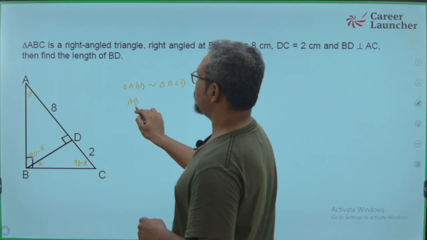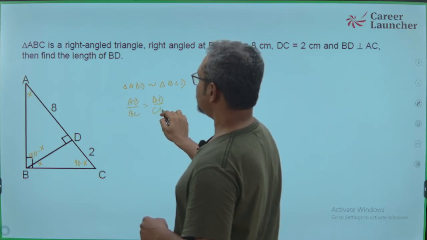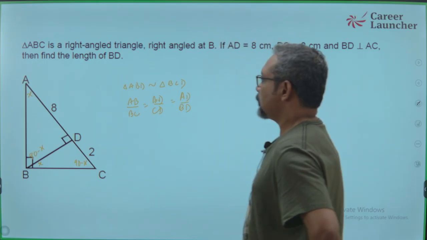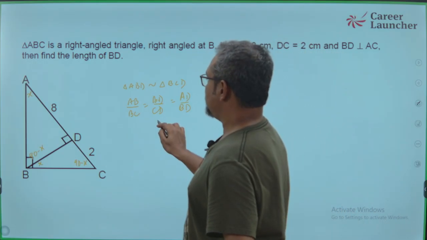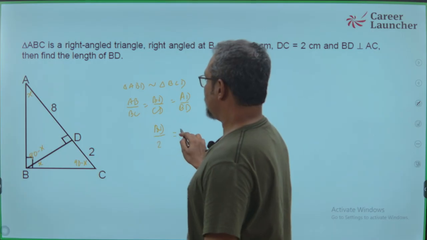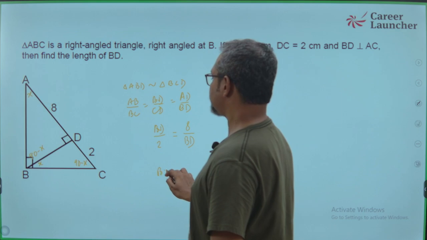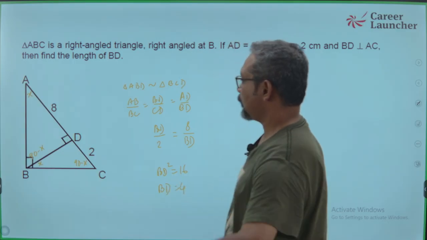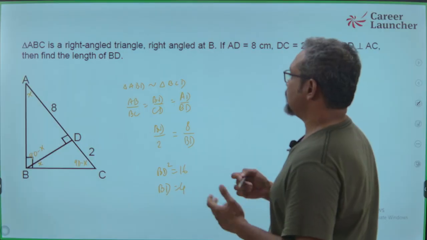Let's write down the ratios. So now if I plug in the values, AB and BC are not known, so let's skip that. BD over CD is equal to AD over BD, cross multiply, and we get the length of BD without having to use Pythagoras theorem. So that's one way of doing this. We can obviously do it by Pythagoras theorem, okay.